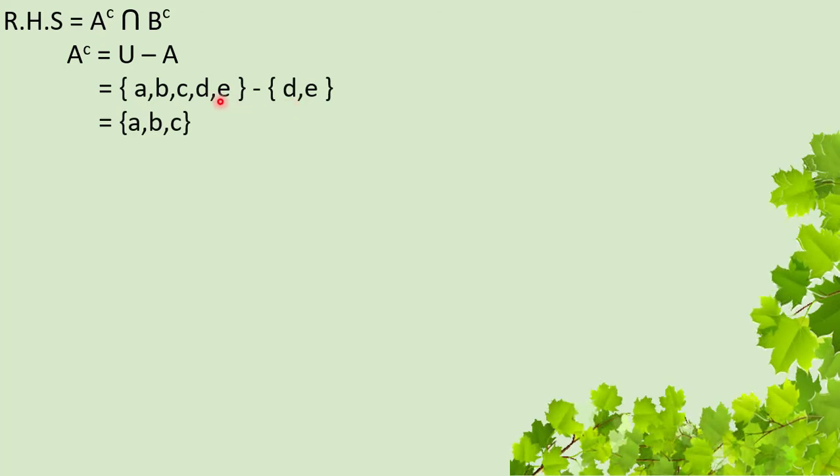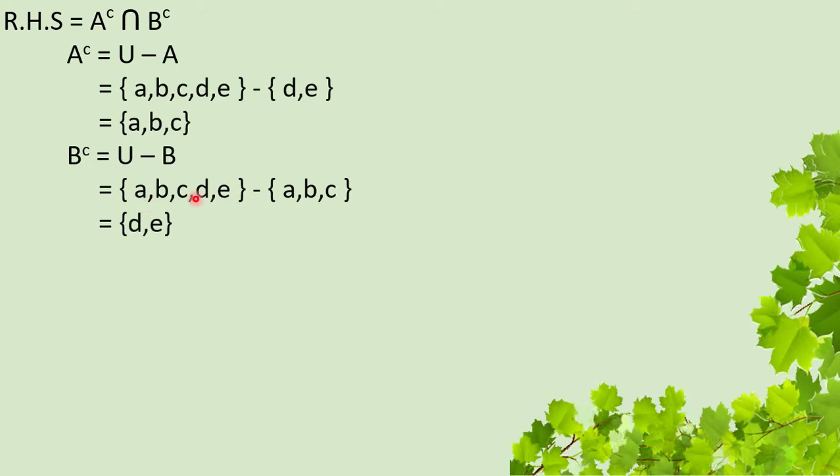Similarly in this way you will take B complement as, in which you have to subtract B from U. Now write universal set here as, insert minus sign here as it is, and now you have to write set B as. Now you have to take difference of these two sets, and you can see that A, B and C are the elements that are present in this set also. D and E are the elements that are present in this set but not in this. So we'll write here D and E.